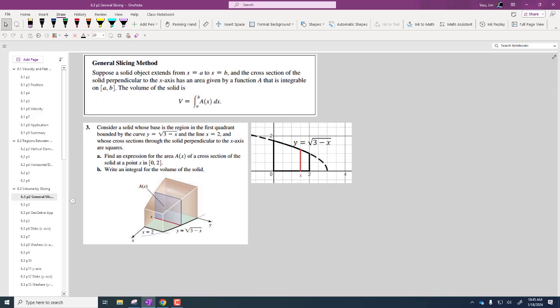We've got this solid object down here, and we want to look at the cross-sectional area function and then integrate it. That's the basic idea. Integrate area to get volume.